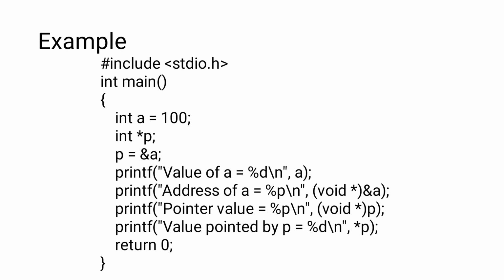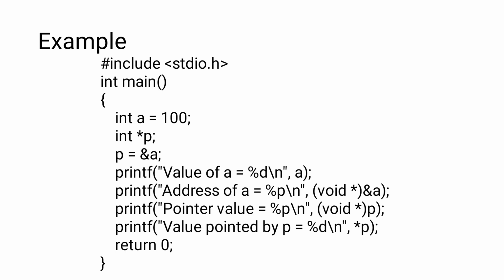So as usual, first of all, we have to include a library file. So hash include stdio.h, and I am opening my main program. So integer type, int main. Inside this I am creating one integer variable, so int space a equal to 100. I am assigning 100 to my integer variable a, and I'm going to create one pointer variable p, that is also integer type.